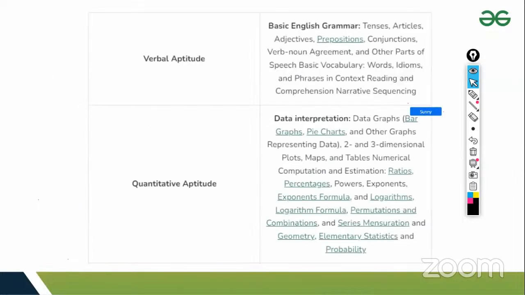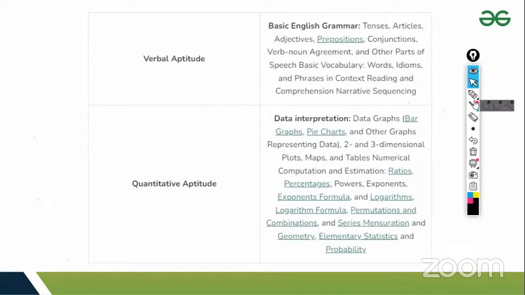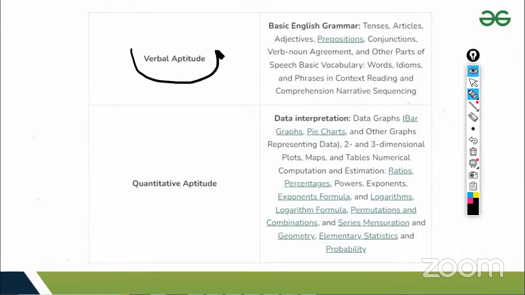This was the aptitude data. Okay. So in the aptitude section, we have four sections. The first one is the verbal aptitude. Second one is the quantitative aptitude. Third one, analytical aptitude. Fourth one is the spatial aptitude. In the first topic, each and every one of you can easily attempt that part because of what the questions they will ask.